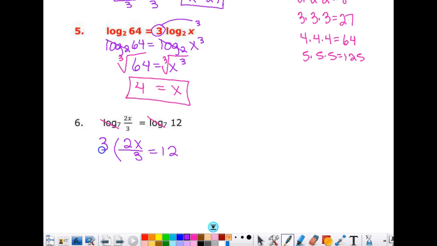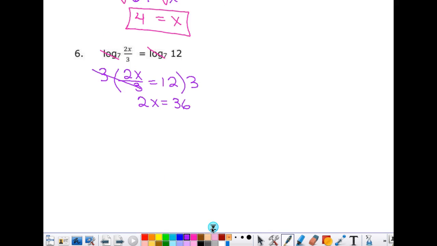Multiply by 3. If I multiply by 3 on this side, I've got to multiply by 3 on this side. Now that's a true 3. That's not an exponent. That's a normal old 3. Okay? So then 2x equals 36. Then divide by 2, and x is 18. Pretty easy. Okay? Questions?